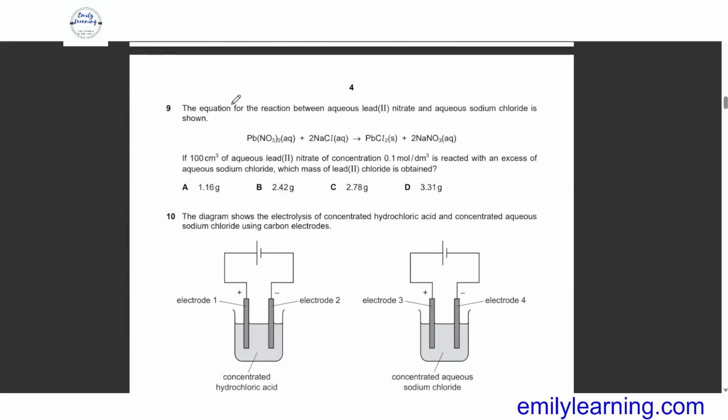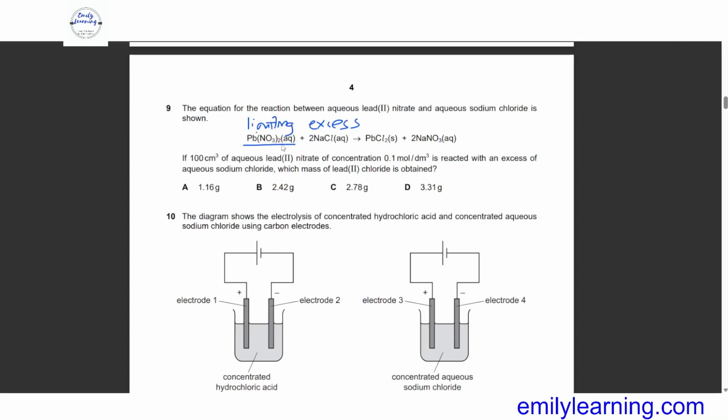Next, question 9. The equation for the reaction between aqueous lead(II) nitrate and aqueous sodium chloride is shown. If 100 cm³ of aqueous lead(II) nitrate of concentration 0.1 mol per dm³ is reacted with an excess of aqueous sodium chloride, which mass of lead(II) chloride is obtained? Because sodium chloride is in excess, lead(II) nitrate is the limiting reagent. So how much product is formed is dependent on the limiting reagent.